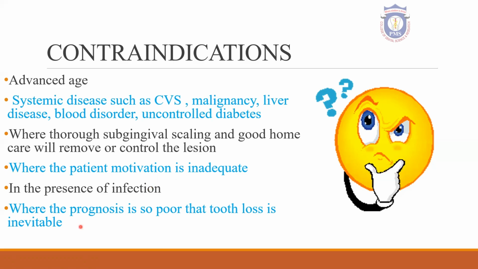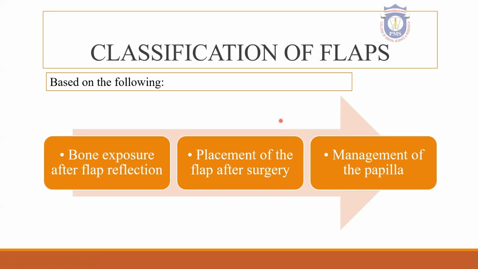And similarly, you have to evaluate the prognosis of the tooth that is to be subjected to flap surgery before starting your treatment. If the prognosis is very poor and the tooth is inevitably going to be lost, it's unethical to subject the patient to a flap surgery. So these are the contraindications. Always when a patient comes to you, think about the indications as well as contraindications before planning your surgical treatment. Next heading is classification of flaps.